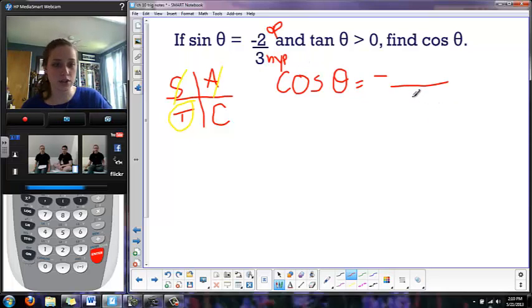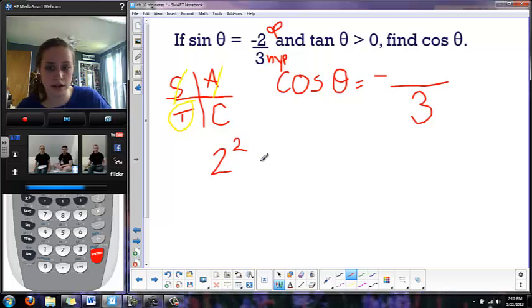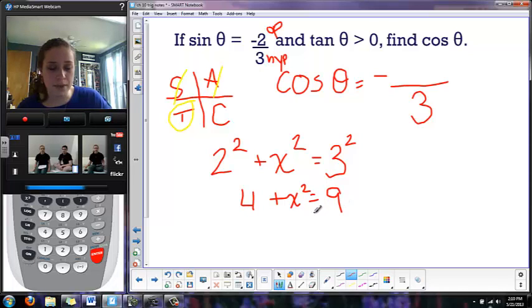Okay? So for cosine theta, we know the hypotenuse is 3, and we have to figure out the adjacent side. So we're going to do 2 squared plus x squared is equal to 3 squared. So 4 plus x squared is equal to 9. That means x squared is equal to 5, and x is the square root of 5.